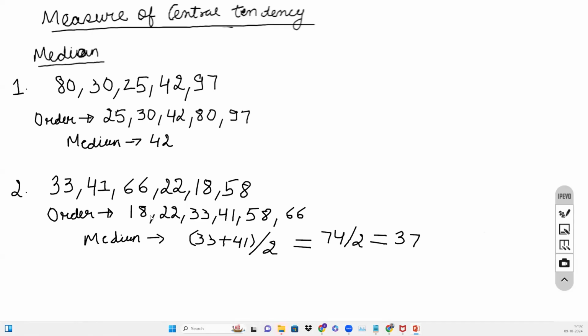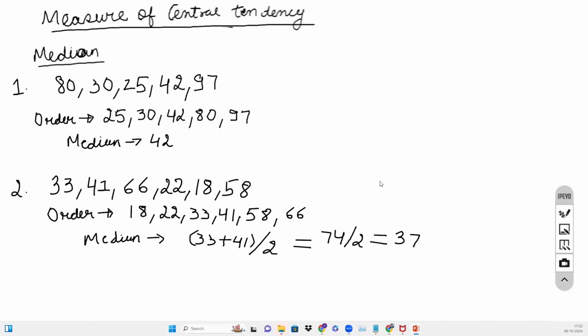So n divided by 2 is basically 6 divided by 2, which is equal to 3. So the third term is 33. So 33 is being used, plus the (n divided by 2) plus 1. So n divided by 2 is going to be 3, and 3 plus 1 is equal to 4. So the fourth term is 41. So 33 plus 41 divided by 2 is going to give us 37. So 37 is the median here.